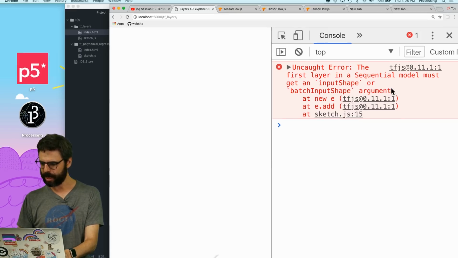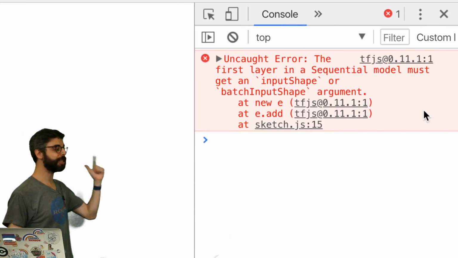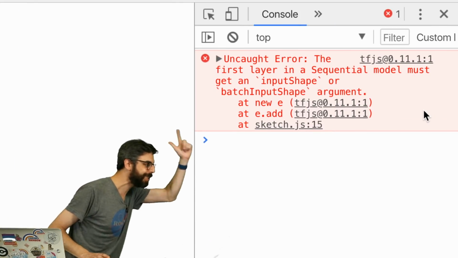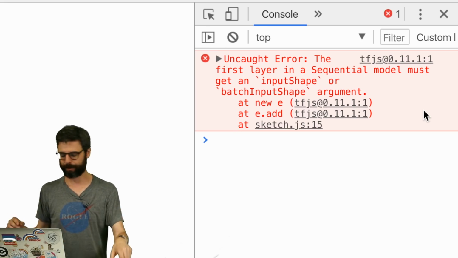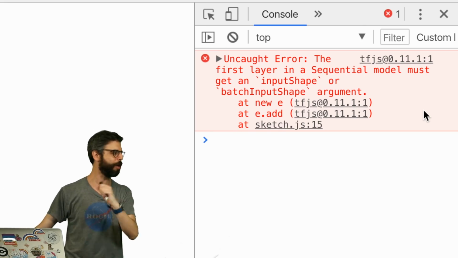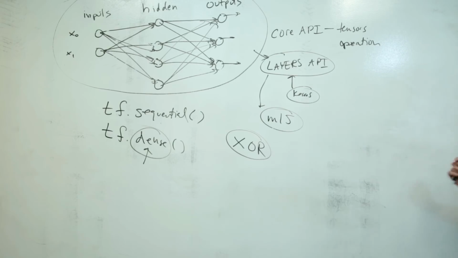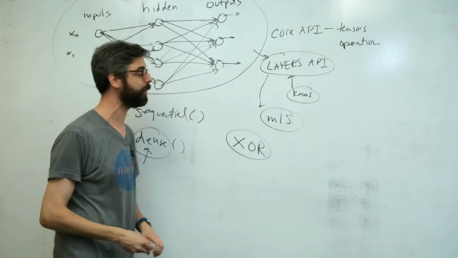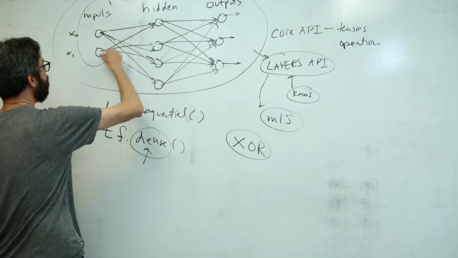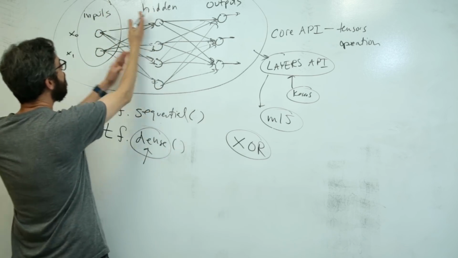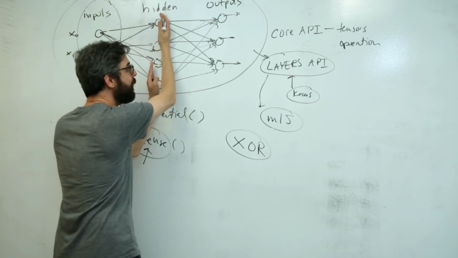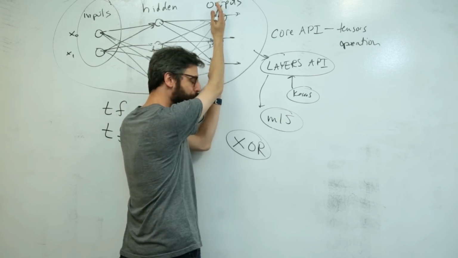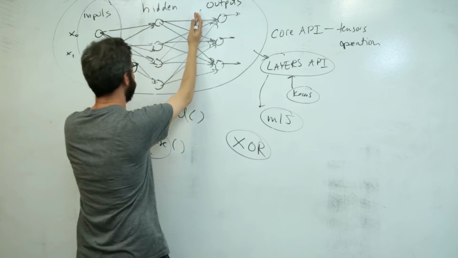There we go. Okay, uncaught error. The first layer in a sequential model must get an input shape or a batch input shape argument. All right, so what did I miss? This is what I was talking about. The inputs are technically not a layer themselves. The inputs are, in a way, part of this hidden layer. They are the inputs to that hidden layer. The inputs to the outputs layer are the outputs of the hidden layer.